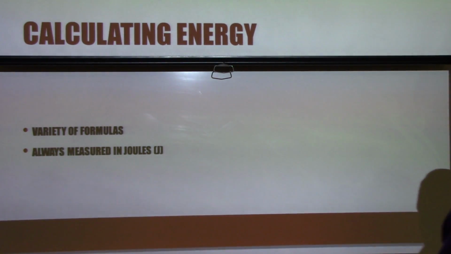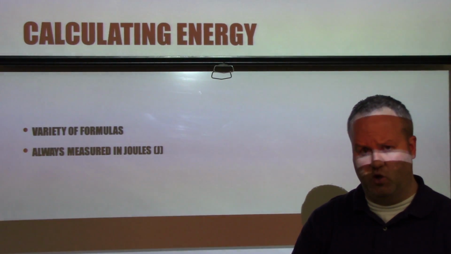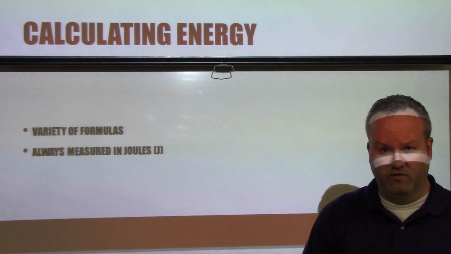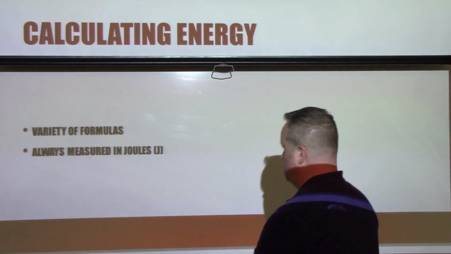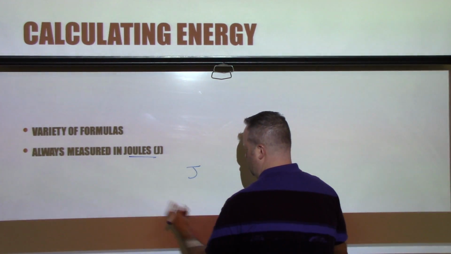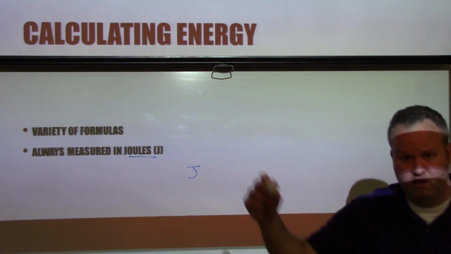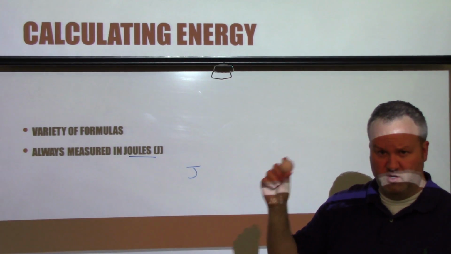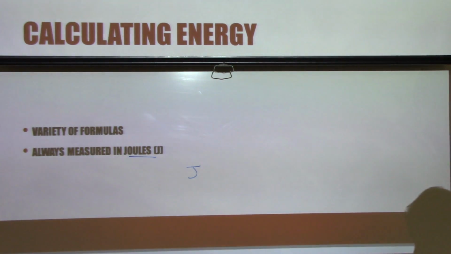When we want to calculate energy, we have to use a formula, and every type of energy has its own formula. One thing that's universal, no matter what type it is, is that energy is always going to be measured in joules, and that is shown with a capital J. Let's say I have this ball and I throw it. I could say that it has 25 joules of energy when I throw it. So we measure energy of all types in joules.